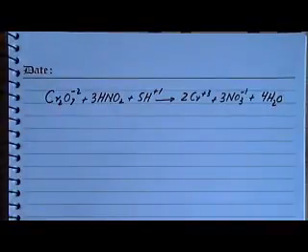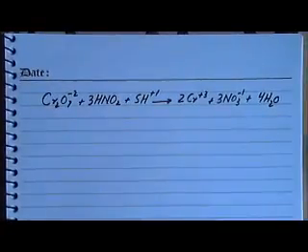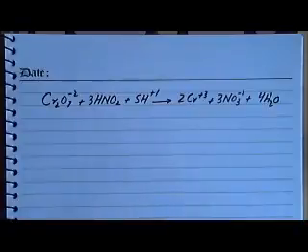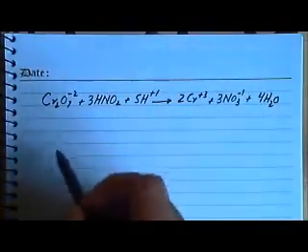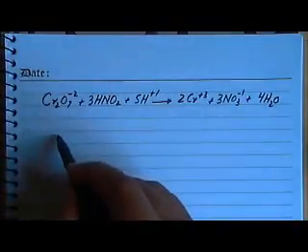We will again find oxidizing and reducing agents in this equation. Now this equation is slightly more complicated than before. So we're going to start off with finding the oxidation states of every element in this entire equation. We're going to start off with Cr2O7.